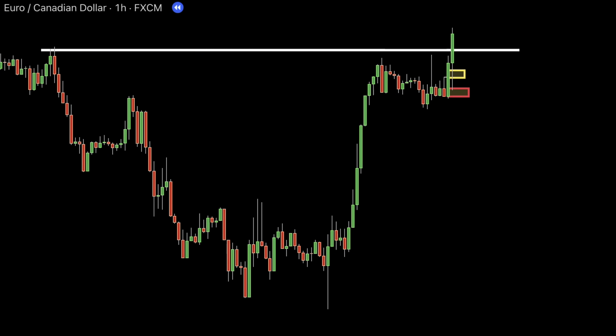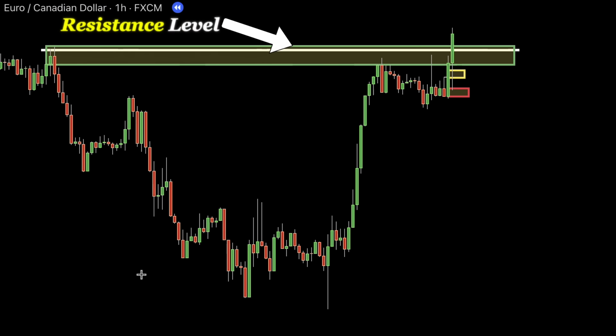There is a major resistance level overhead, aligned with a strong supply zone. However, price has recently broken above this resistance and pushed through the supply zone, suggesting that bullish pressure may still be developing. This higher time frame information gives us a clearer understanding of market intent and strengthens the setup we identified on the lower time frame.